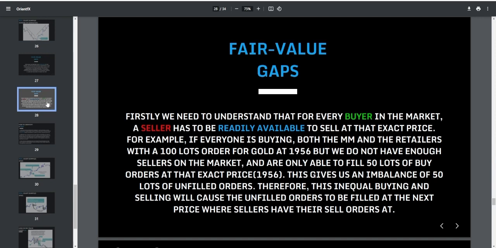Same thing for forex market. It's a transactional market, right? So if you want to sell gold, let's say at $2,000, you need to have a buyer that is readily available to accept to buy gold at $2,000 at that exact price, okay?